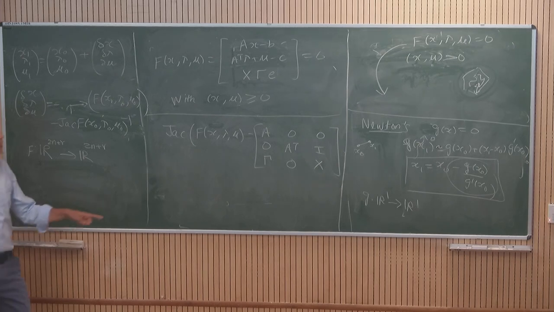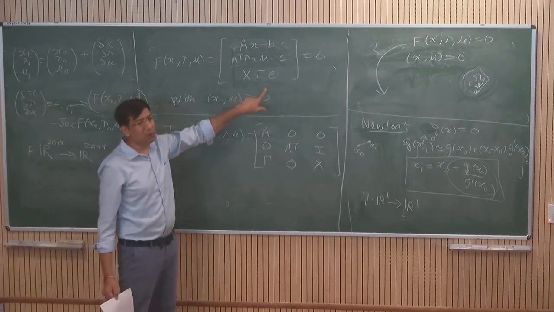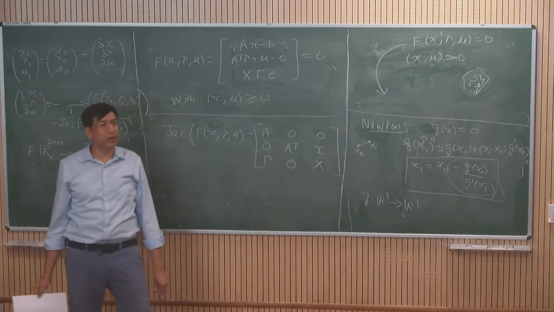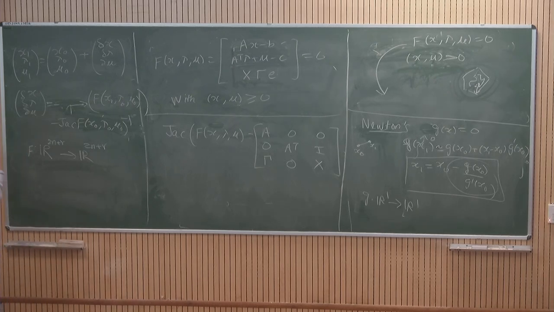So now it will be more clear why I had to write it in the matrix format, because I had to get the Jacobian matrix. So I had to write those equations in a matrix format.